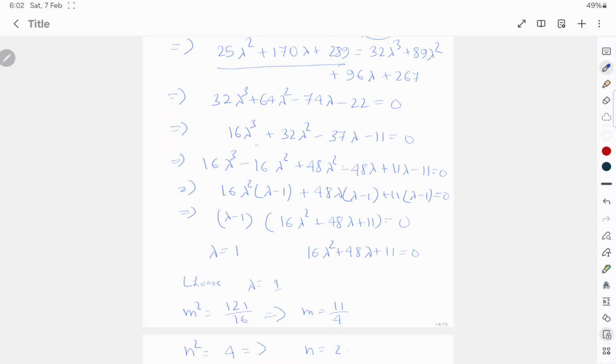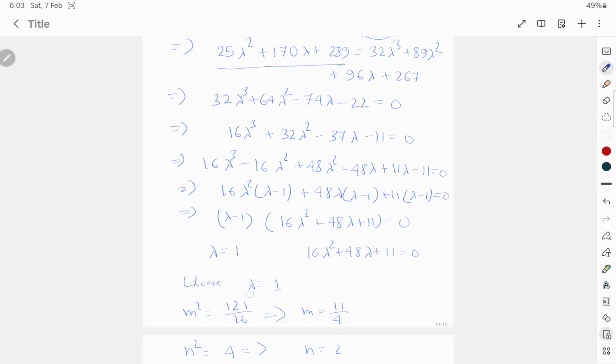For example, here if you put lambda equal to 1, you see 16 plus 32 minus 37 minus 11, so this cancels, right? So lambda minus 1 is a factor, a vanishing factor. You just use the vanishing factor, and you get this. We will not consider the remaining part, we will consider only this part. If lambda is equal to 1, you will always find one real root. We are not interested in the second one. So one of the real roots you will always get.